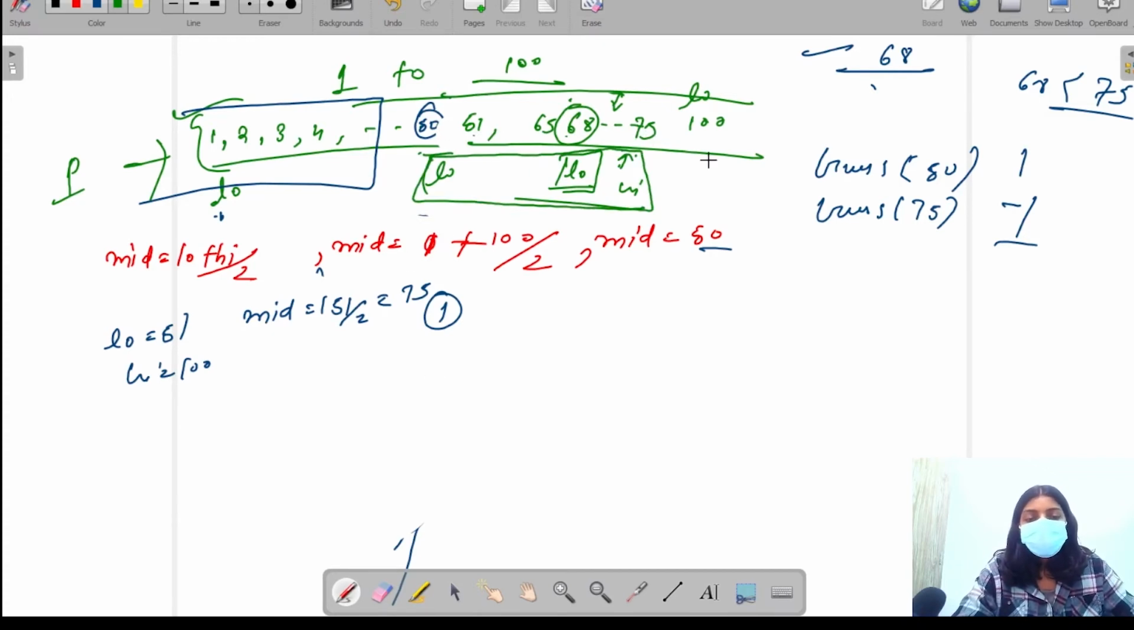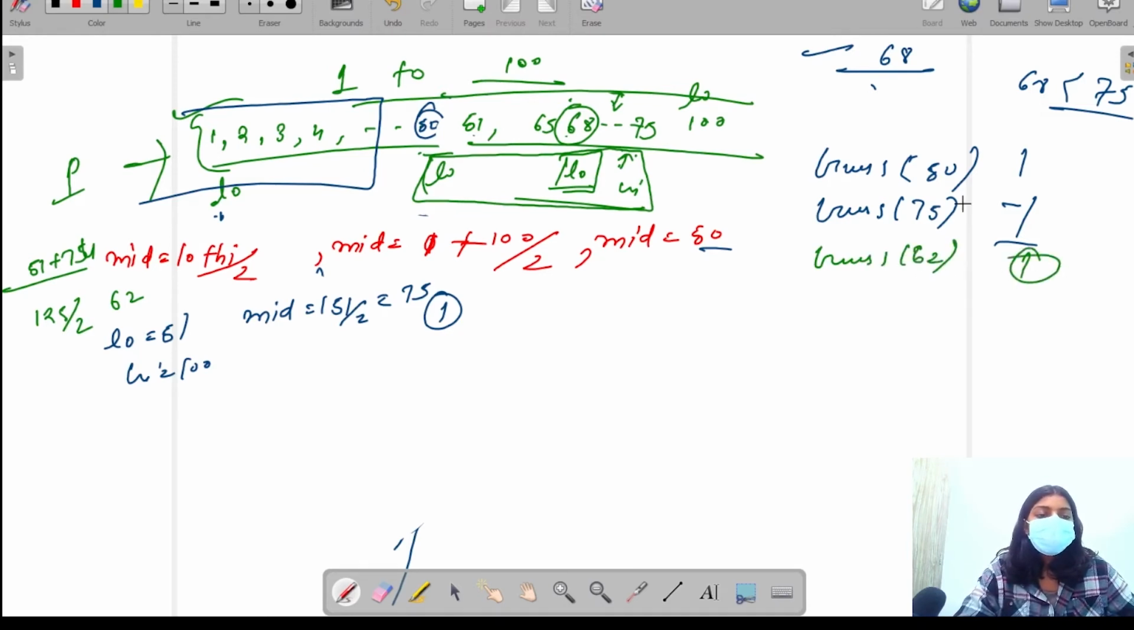Now I again modify my mid. So my mid will become equal to what? 51 plus 74 equals 125, and 125 by 2 is equal to 62. So now my mid is 62. Now I again call guess of 62. It returns positive 1, because my picked number is greater than my guessed number.